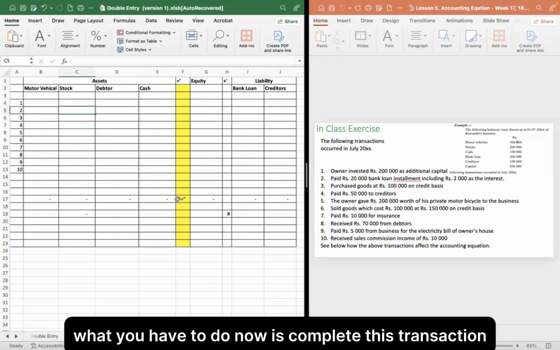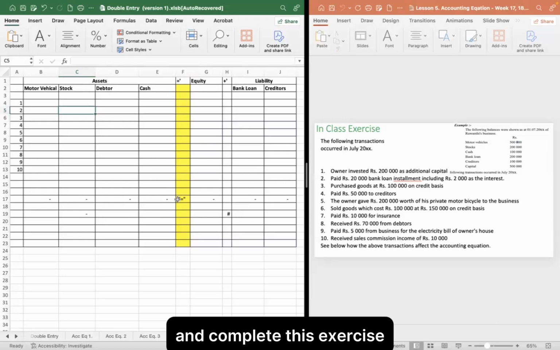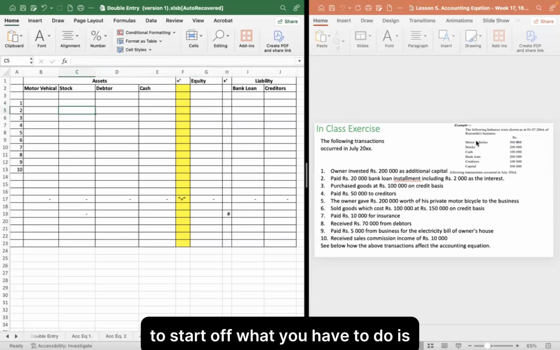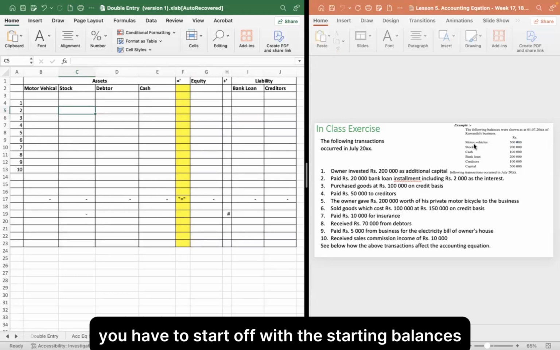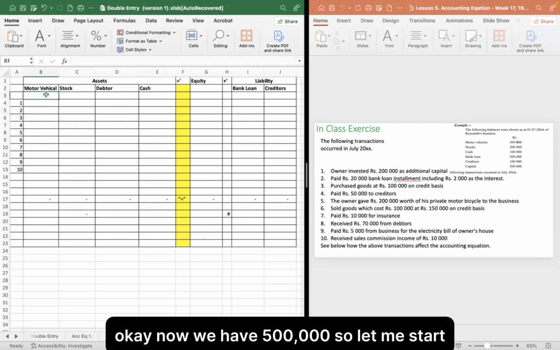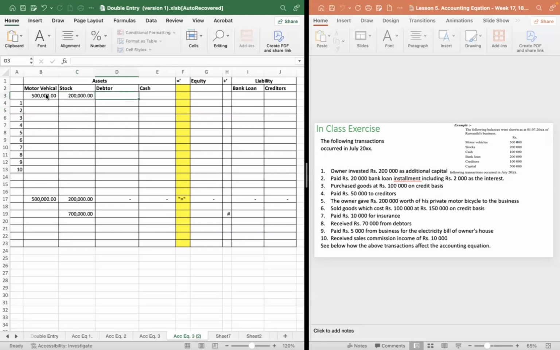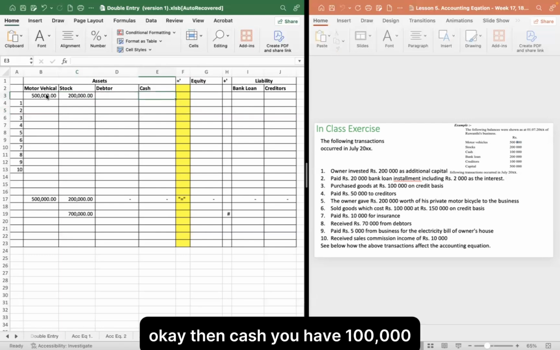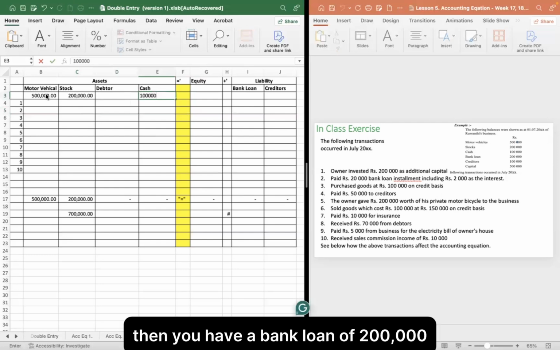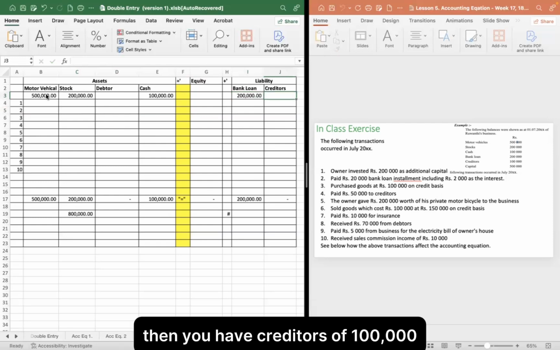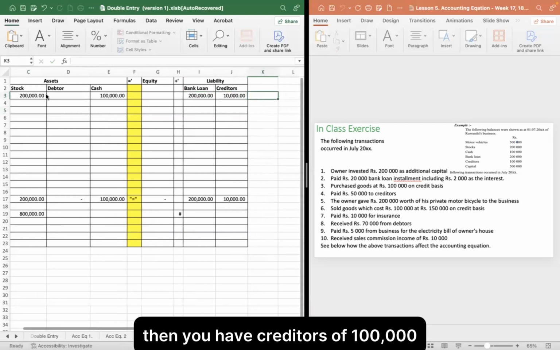So what you have to do now is complete these transactions and complete this exercise. To start off, you have to start with the starting balances. So see, motor vehicle, we have 500,000. Then stocks, you have 200,000. Then cash, you have 100,000. Then you have a bank loan of 200,000. Then you have creditors of 100,000.